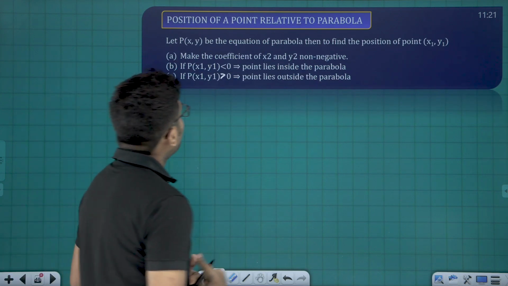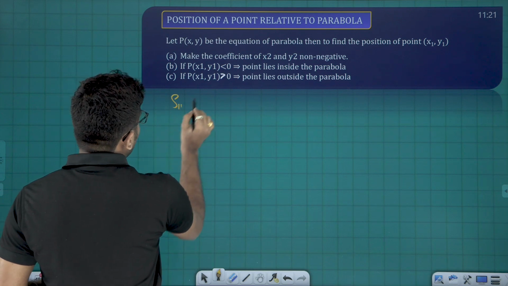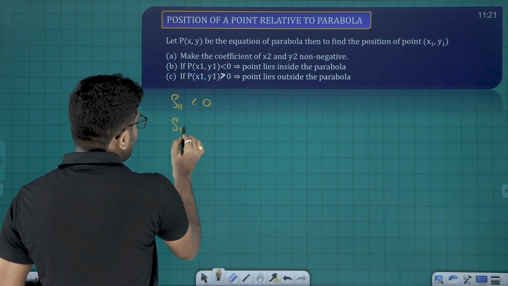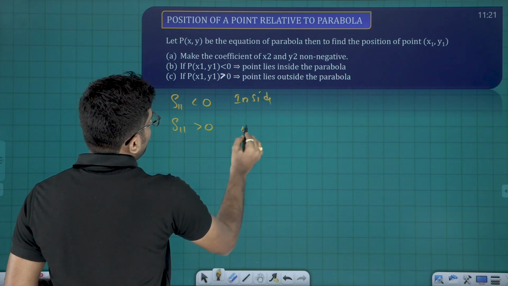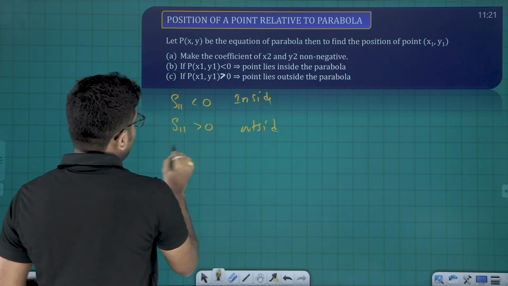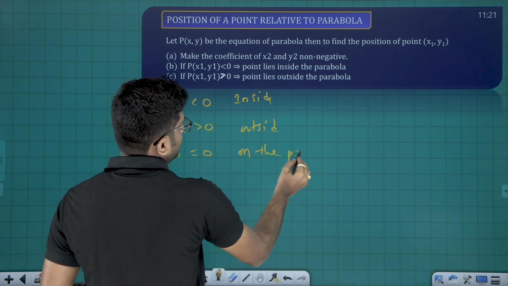Next, position of a point with respect to a parabola. Friends, same story again. S11 less than 0, point lies inside. S11 greater than 0, outside, and S11 equals 0, on the parabola.